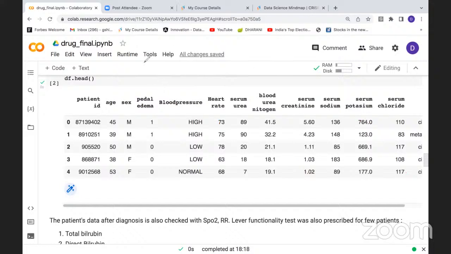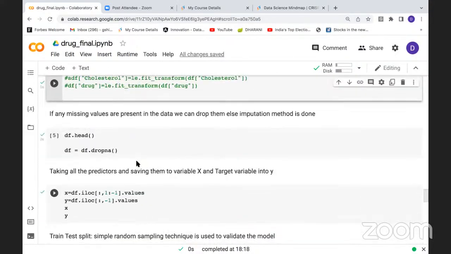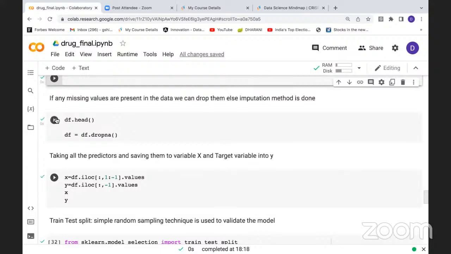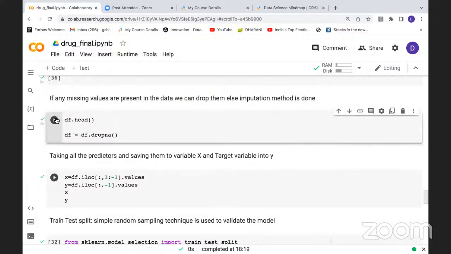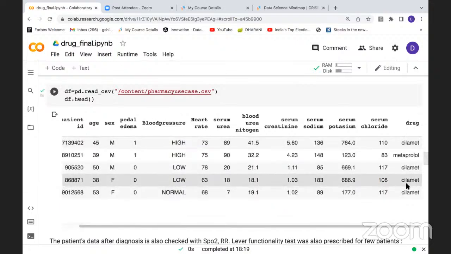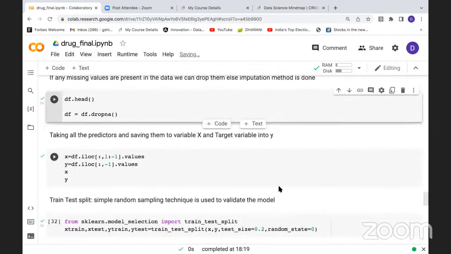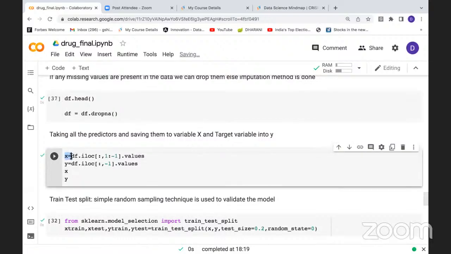First, here we can do an imputation technique, like we have to fill in that. But what I have done is I've just dropped that. I dropped all the NA values. Now, given these inputs, predicting the drug, right? Metoprolol or Silamet, all of these till serum chloride, I will consider into the X variable. Okay, and the Y variable will be my output.